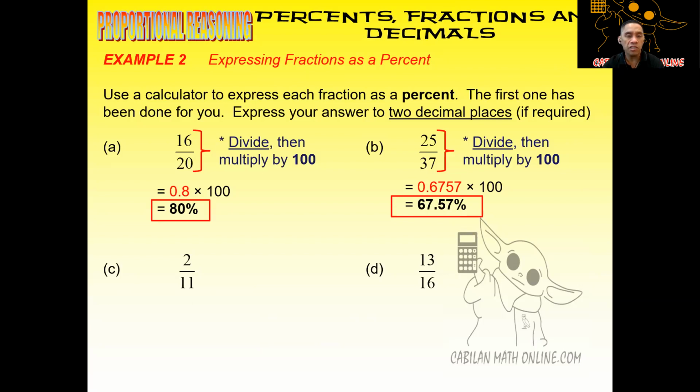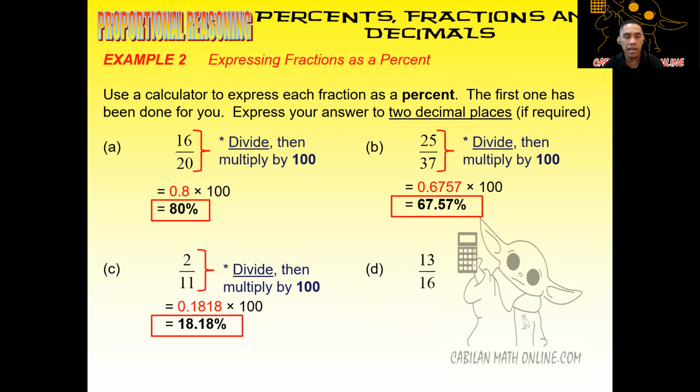Same thing for part C. We're going to take 2 divided by 11, and that gives me 0.1818, and we're going to multiply that by 100. That's going to give me 18.18%. And last but not least here, we have 13 over 16. We divide that, which gives us a decimal, multiply that by 100, and it gives us 81.25%.